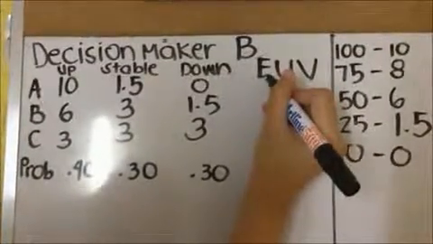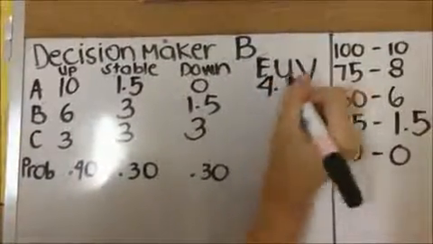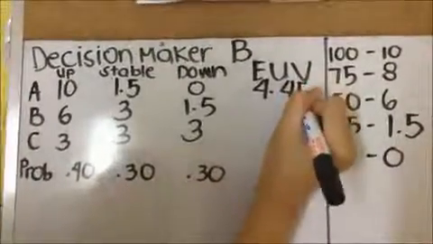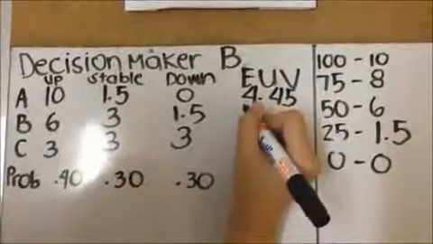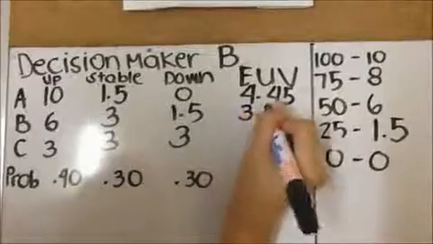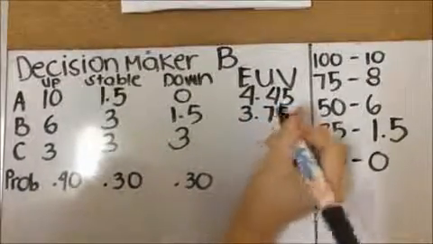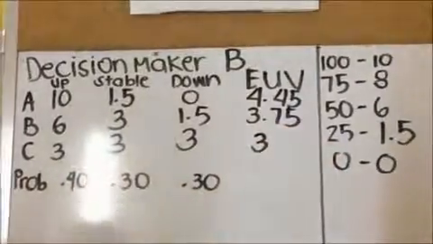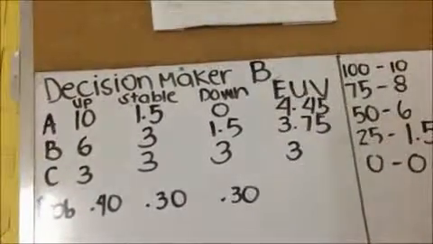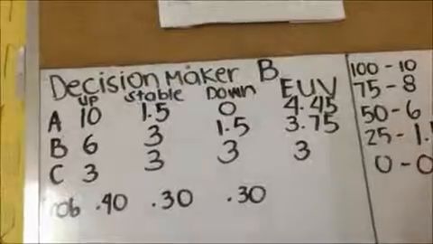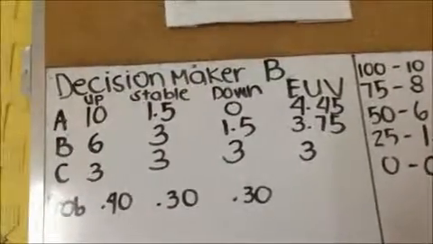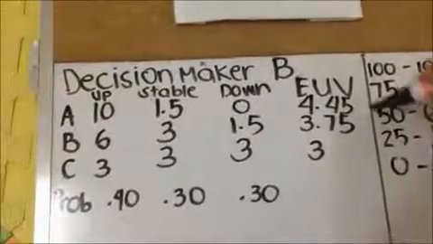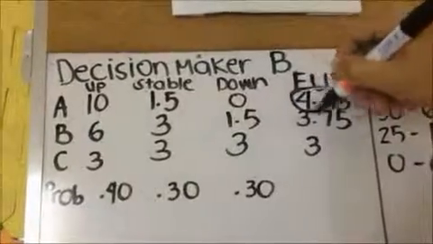For investment A, the answer is 4.45. For B, the answer is 3.75. And for C, the answer is 3. So the highest EUV is the best decision to make. So for decision maker B, the answer is 4.45.